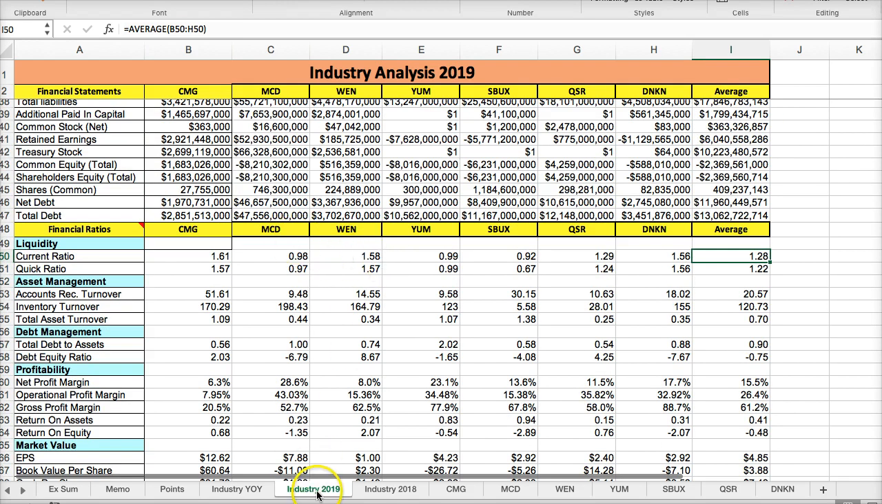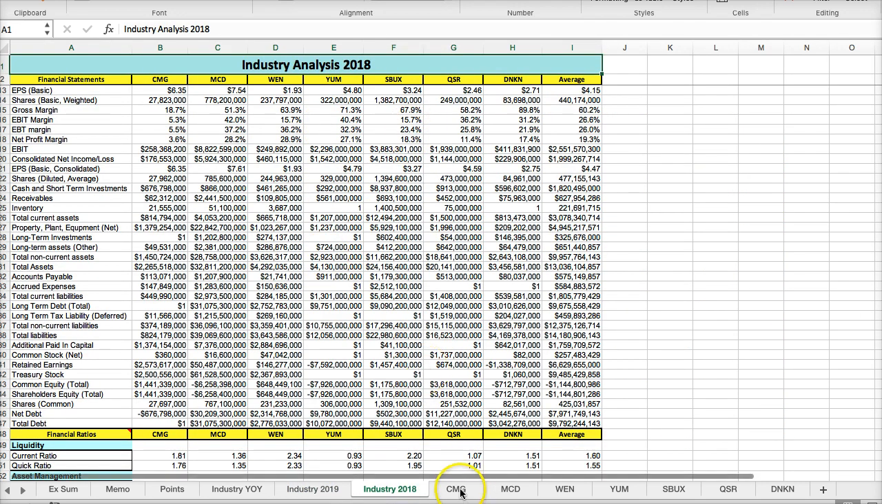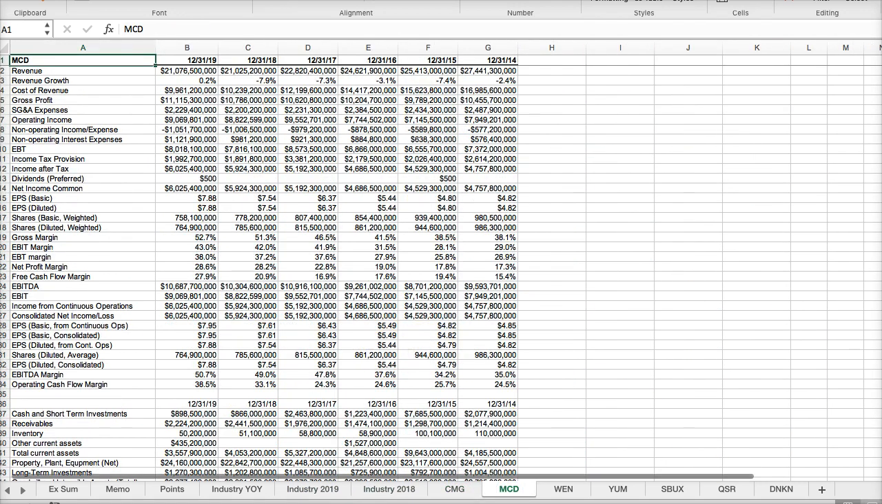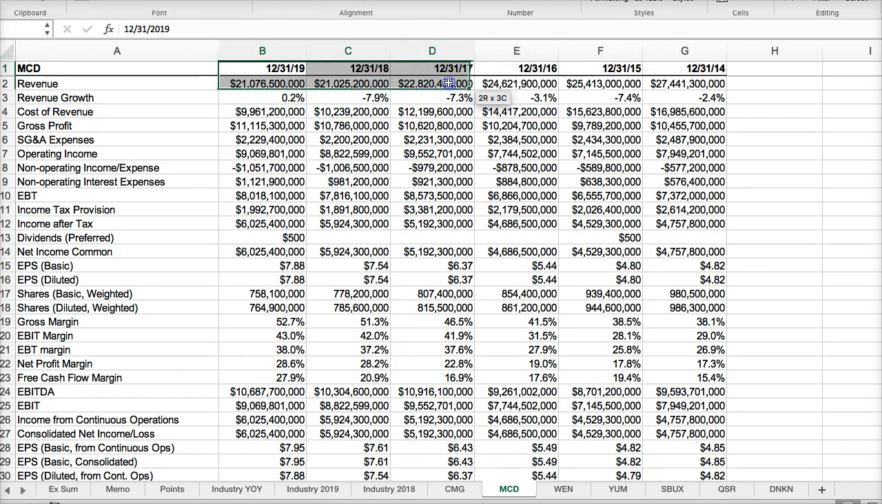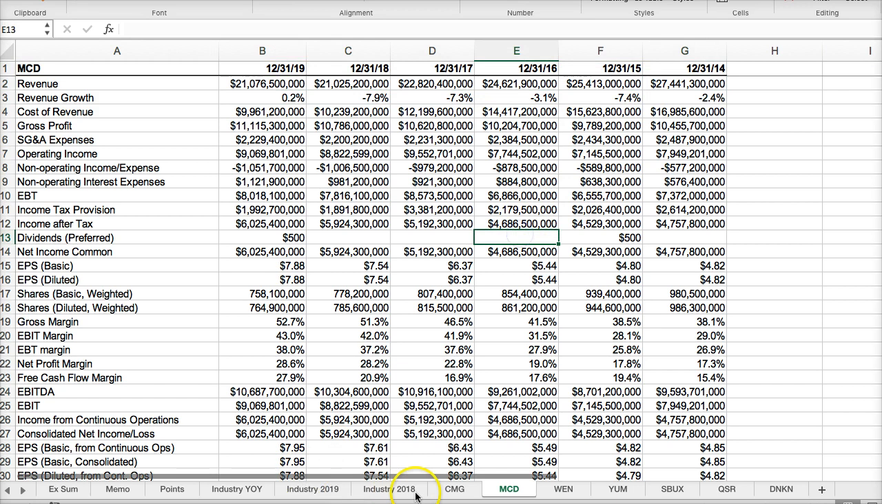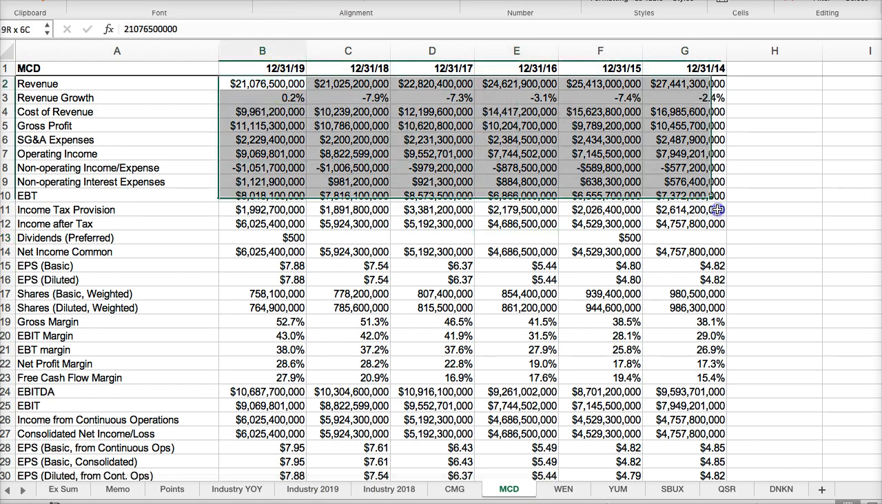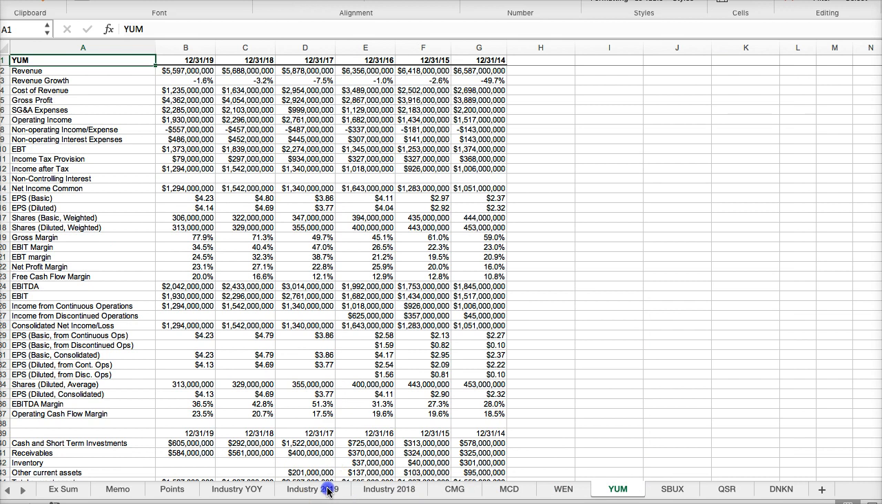And this particular file has the 2019, 2018 industry, and then each of the individual companies. This is their financial statements for McDonald's for the past 6 years. So this is how we can do a trend analysis over the last 6 years for each individual company and then the industry.